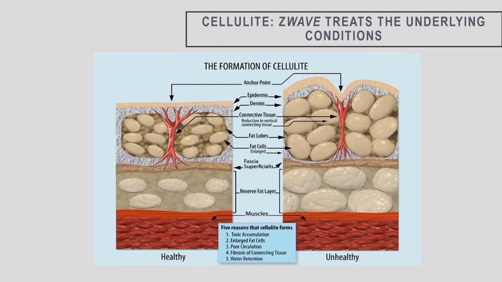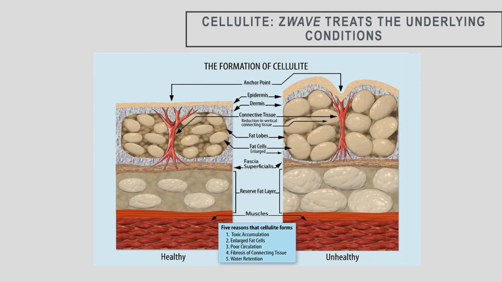So why does cellulite form? It's springtime. Everybody wants to get to the pool. We don't like cellulite. That's not our friend. Cellulite forms from enlarged fat cells, poor circulation, a lot of water retention, and then fibrosis of connective tissue with that toxin accumulation. Those are 5 reasons for forming cellulite.